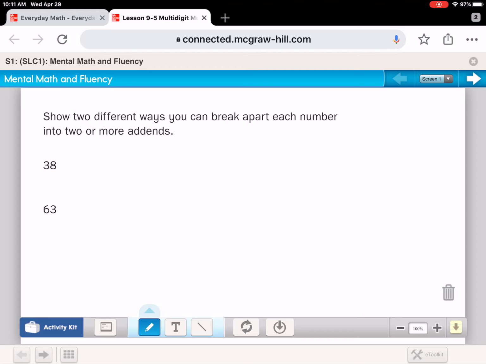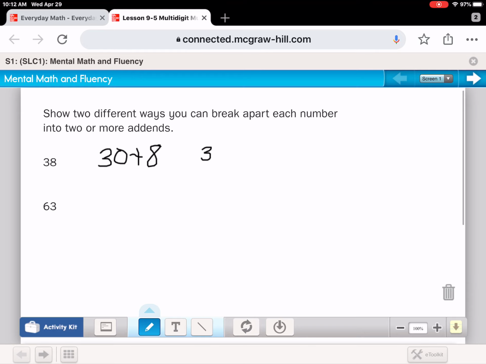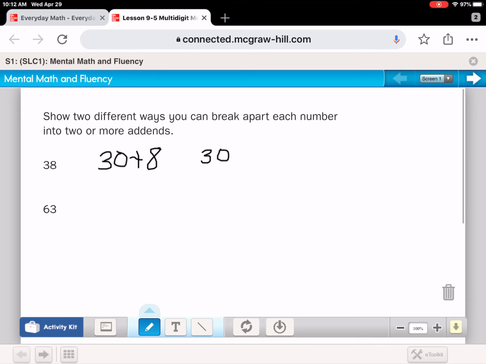So one way you could break apart 38, probably the most automatic way you would think about this, is 30 plus 8. Another way you could think about breaking apart 38 would be 30 plus 4 plus 4. That's two different ways you could break apart 38.